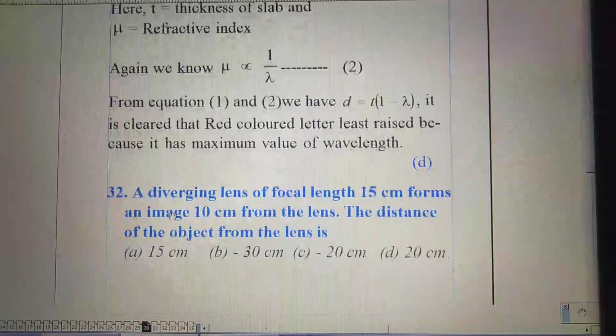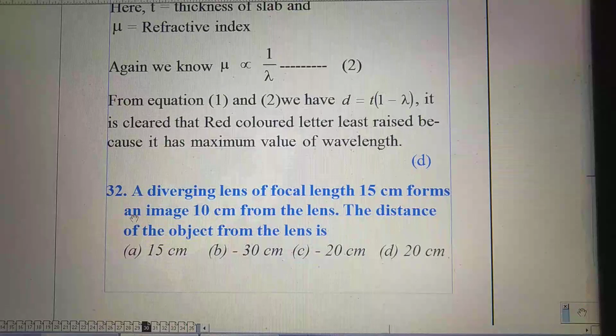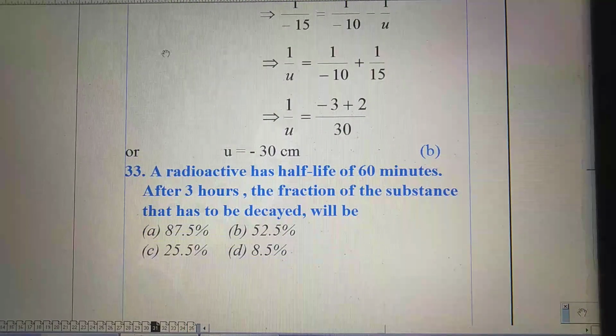Next question. A diverging lens of focal length 15 cm forms an image 10 cm from the lens. The distance of the object from the lens is: option A 15 cm, option B minus 30 cm, option C minus 20 cm, option D 20 cm. Here we have to find out the object distance from the lens. Here is the solution.